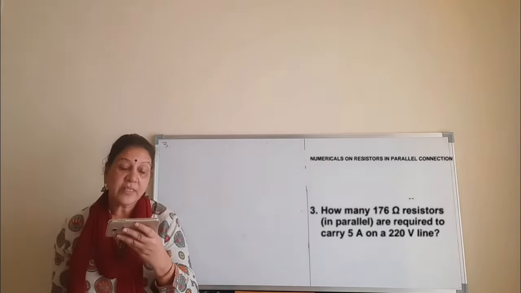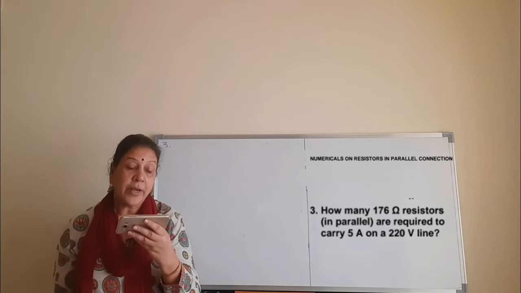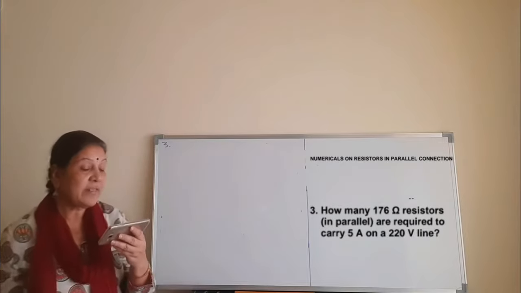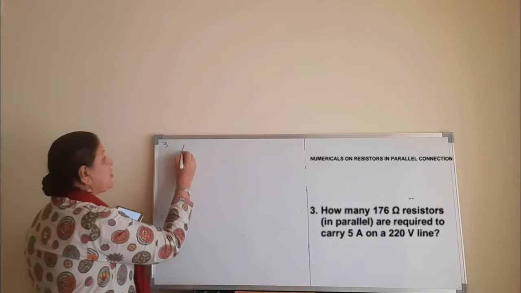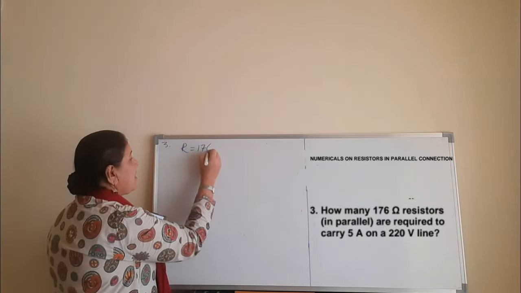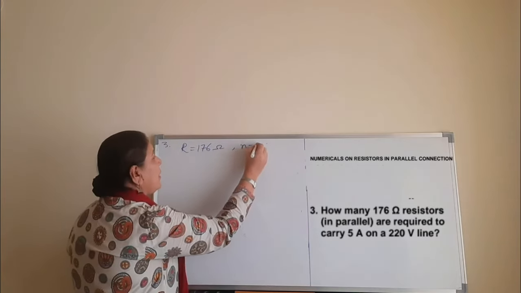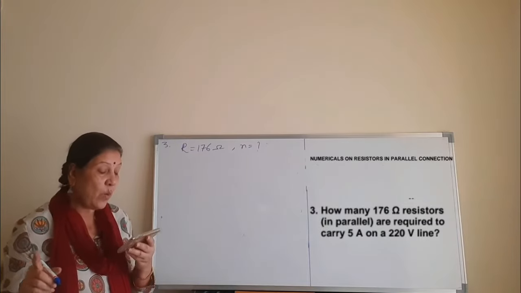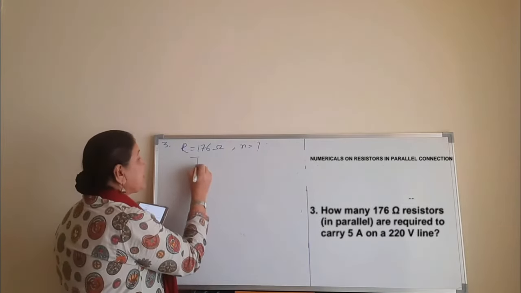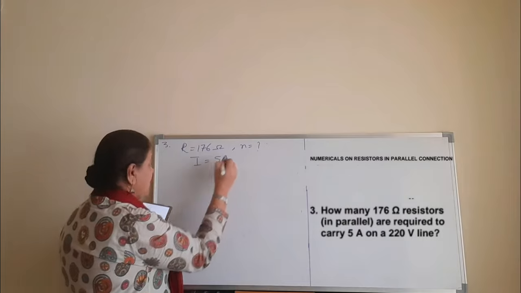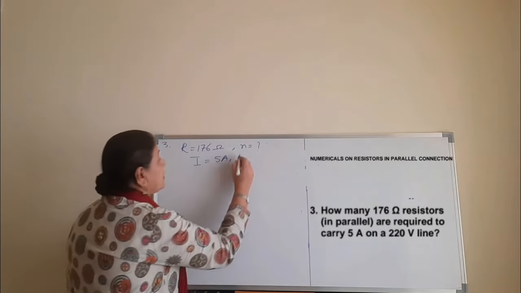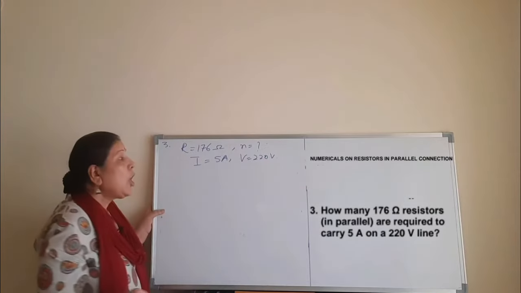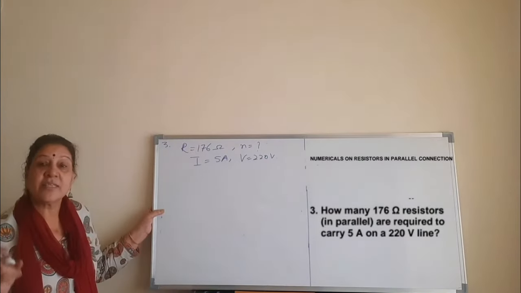How many 176 ohm resistors in parallel are required to carry 5 amperes on 220 volt lines? So each resistor is of 176 ohm. You have to find how many, the number, are required. They are all connected in parallel, required to carry I given as 5 amperes on a 220 volt line. V is given as 220 volts. So how many 176 ohm resistors are required?